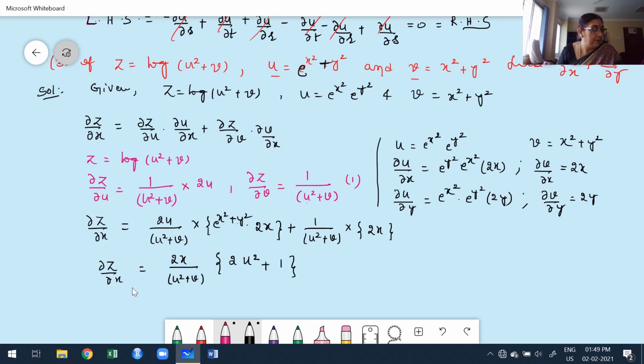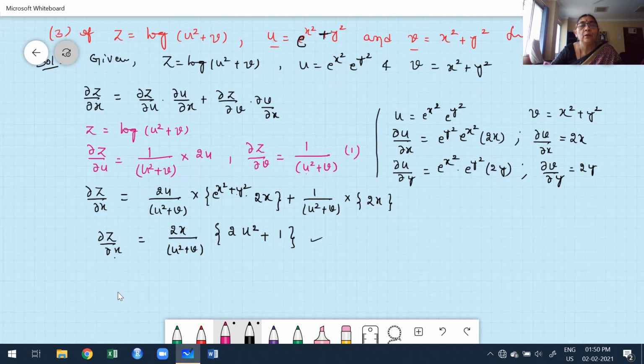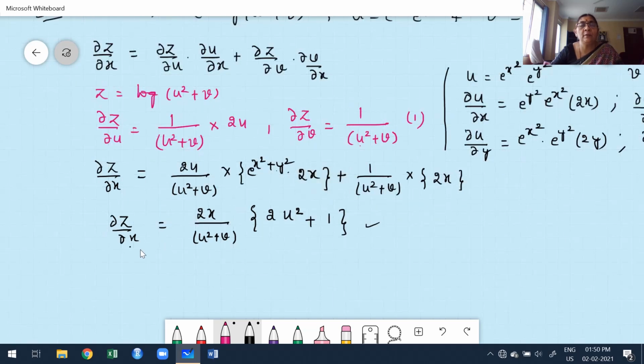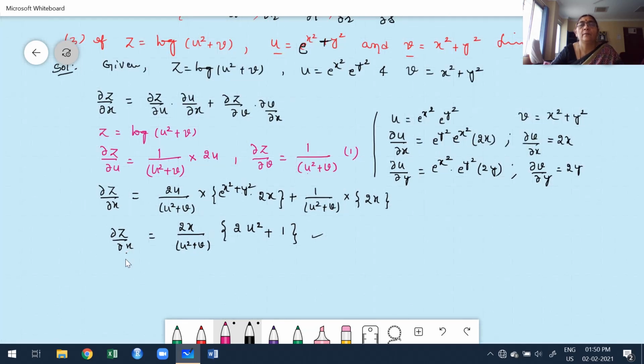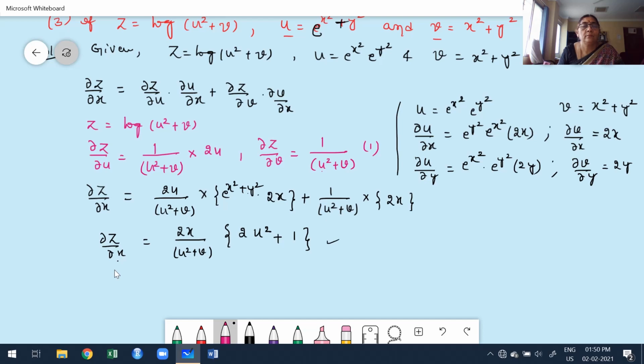Okay. Now observe carefully. Now see, dou z by dou x is nothing but what? Actually 2x divided by this. Now, partial derivative of z with respect to x. This is a way I have to find out partial derivative of z with respect to x. Next I move to dou z by dou y. Next, I have to move with respect to y. Dou z by dou y. What is dou z by dou y?